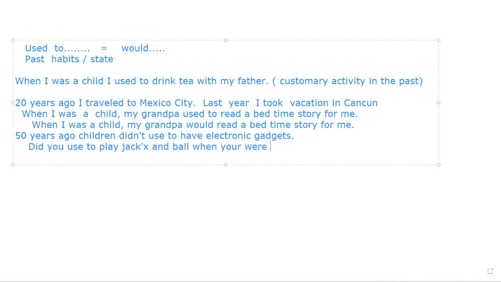When you were, let's suppose, when you were in primary school? Okay, observe this question. If I say, did you used to play Jackson ball when you were in primary school? In this case, the question, which is referring to the past, is talking about something that I am pretty sure doesn't happen again. So here we simply can say, yes, I did, or no, I didn't. End of the story.